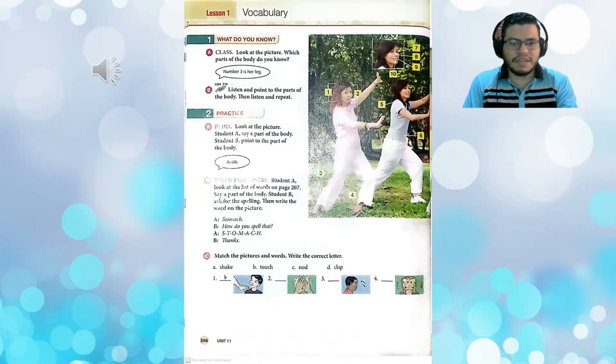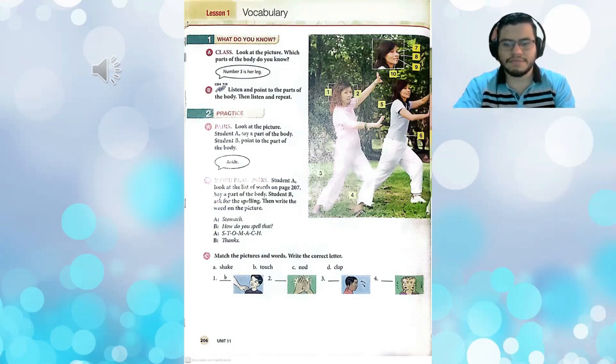Match the pictures and words, write the correct letter. For example, shake. What is shake? Is the letter B? Shake. The letter B, C, or D. Shake, for this case, guys, is letter or number 4. Letter D or number 4.